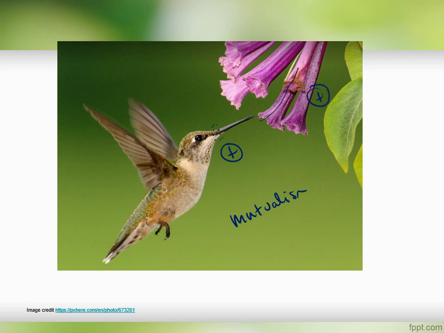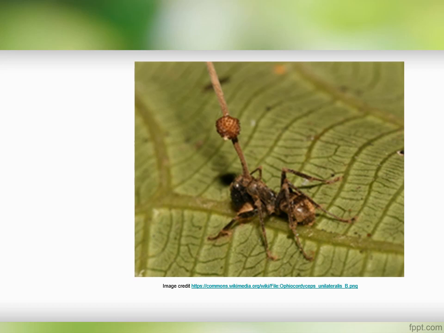That's a plus. And like I said, the hummingbird gets lunch. How about here? What's going on here? So this is an ant. And growing out of the head of the ant is this fungus. This fungus is what we call zombie ant fungus. So the fungus infects the ant, starts growing out of its head, and kind of controls the ant's body.